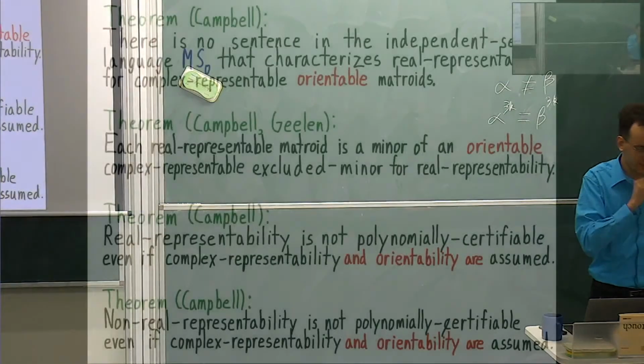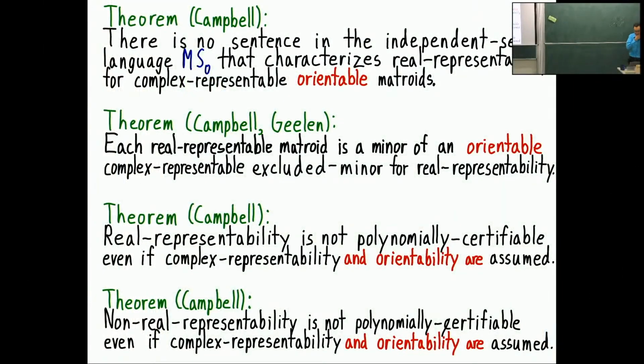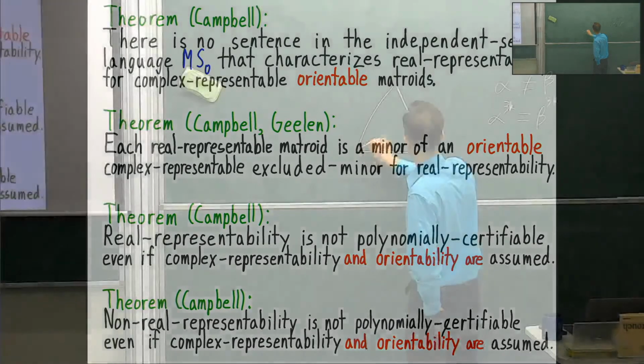It's probably easier if I draw a picture, but I can do that. What does a non-orientable, real representable matroid look like? All real representable matroids are orientable. But over a finite field, you can have non-orientable matroids.